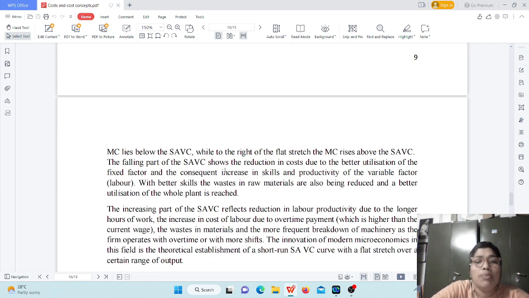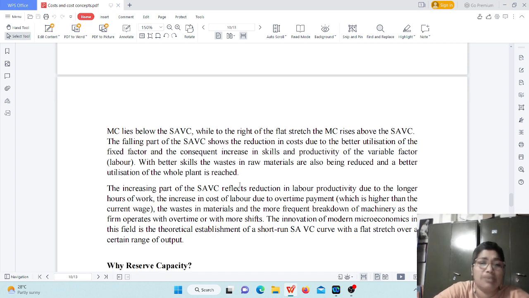Okay. And the falling part of SAVC shows the reduction in cost due to better utilization of the fixed factor and the consequent increase in the skills and productivity of the variable factor, that is labor. With the better skills, the waste in raw materials is also reduced and a better utilization of the whole plant is reached. Now that's about the falling part of MC and SAVC.